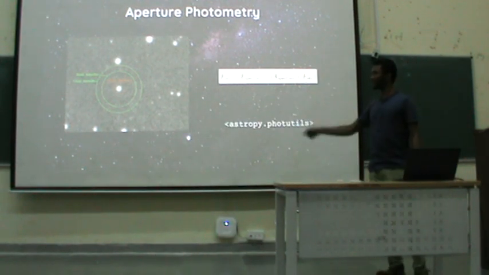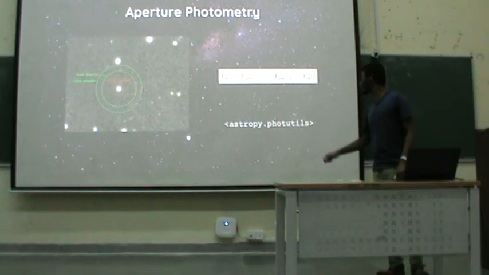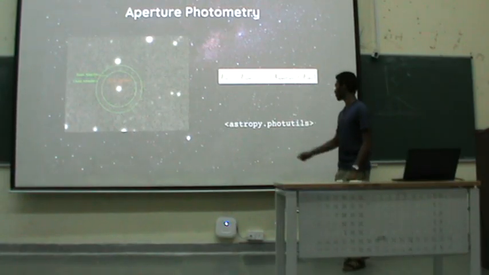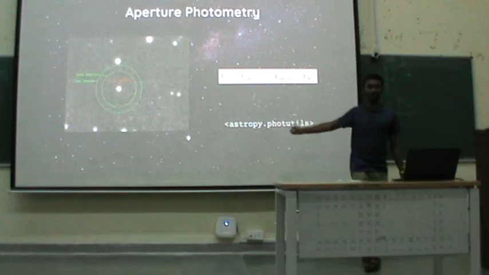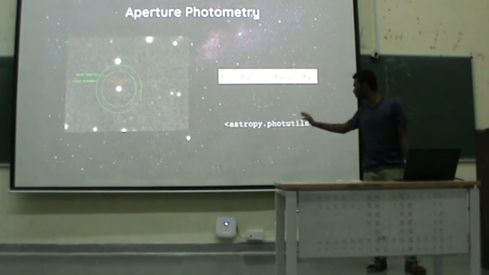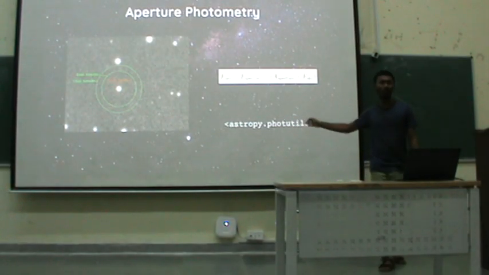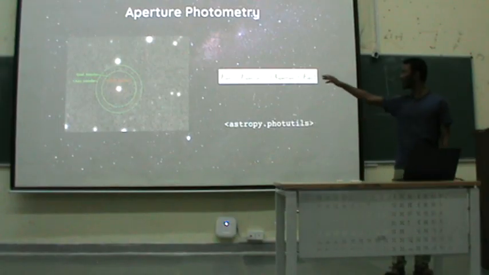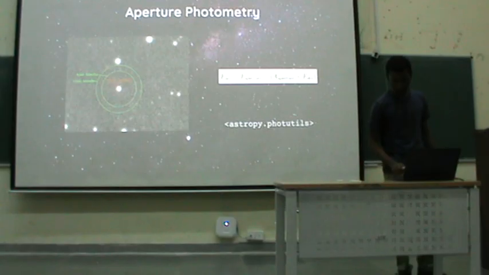For measuring the fluxes in these apertures, you can use a Python package called Astropy. It has a lot of predefined, very useful, handy functions, so you can use that for determining the flux inside these circles.